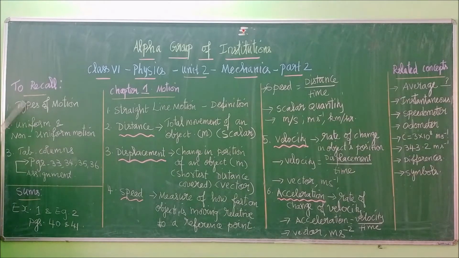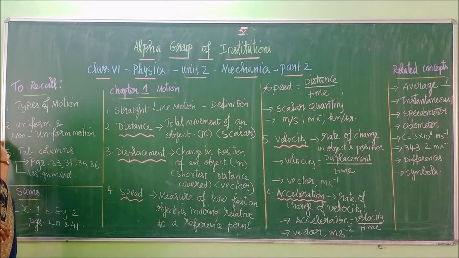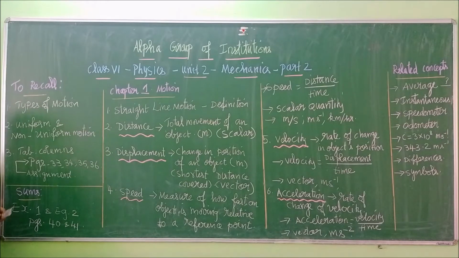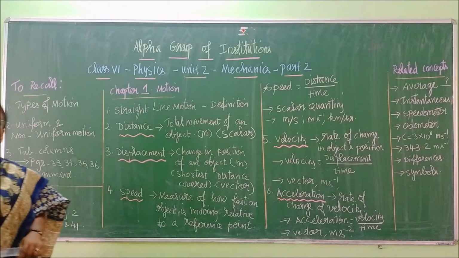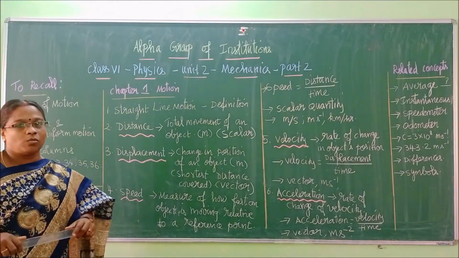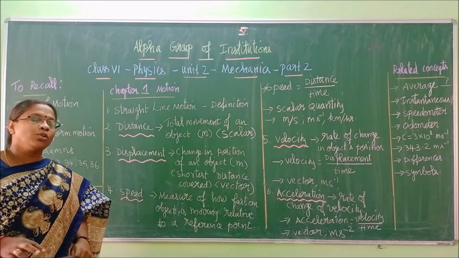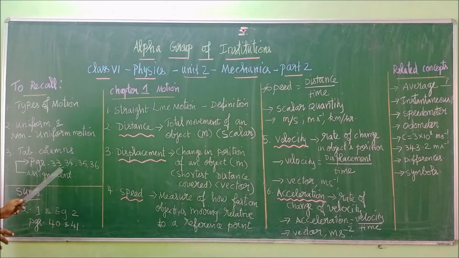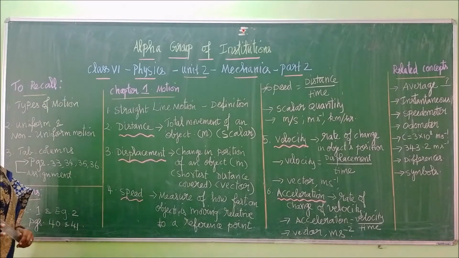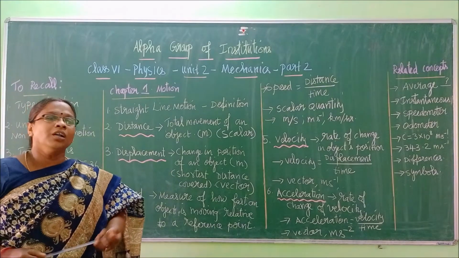First one is types of motion. We had already learned a flow chart that you would have observed in the previous video. So that flow chart and the definitions for each type of motion, you need to learn and recall. And here we had learned what is uniform motion and what is non-uniform motion. Based on these definitions, there are some tabular columns given in your textbooks at pages 33, 34, 35, 36. Complete that work also as your assignment.